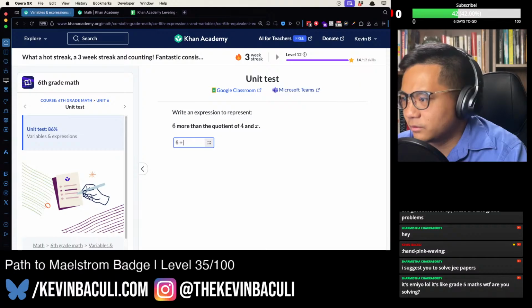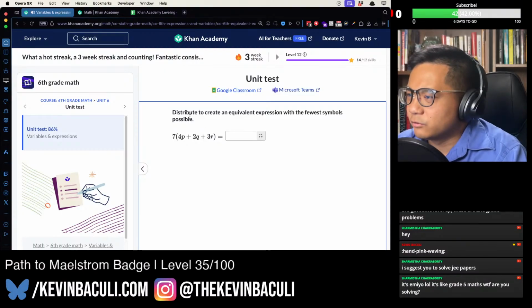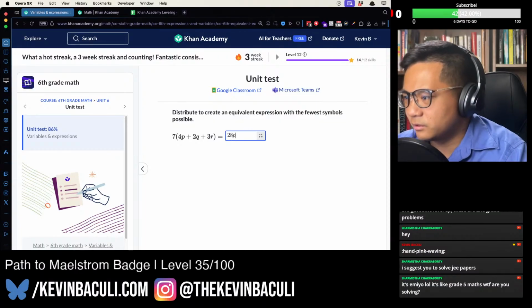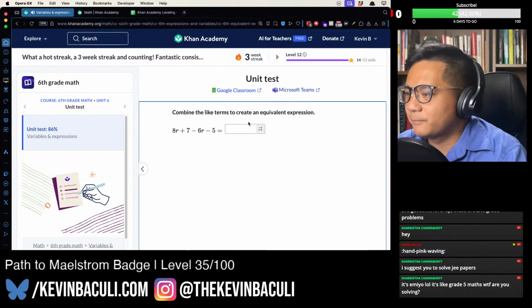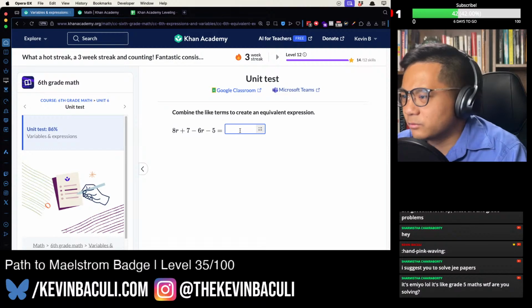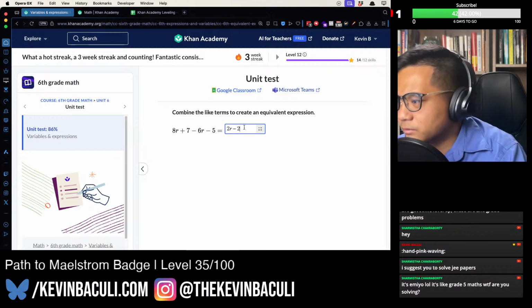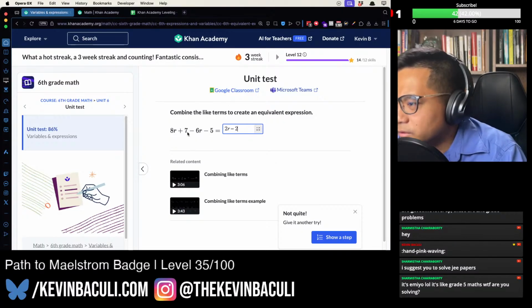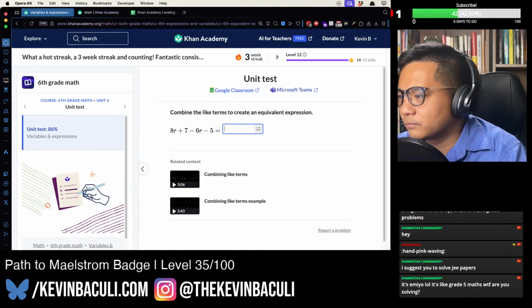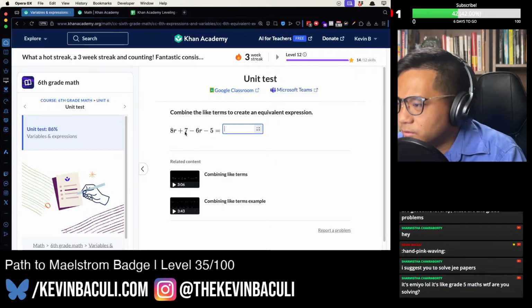6 more than the quotient of 4x. Distribute and create an equivalent expression with the fewest symbols possible. 28p plus 14q plus 21r. Combine like terms. 2r minus 2. Hold on. Are you kidding me? Hold on. 2r plus 2.